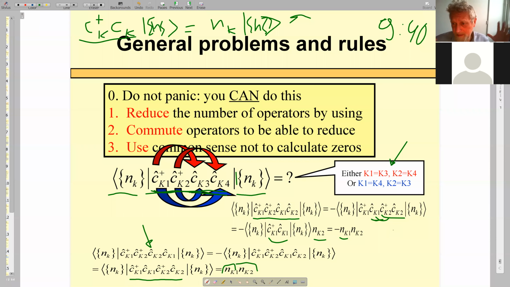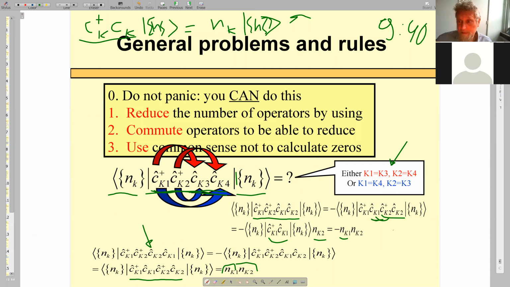Where are we now? Do you remember? We have computed this long expression involving 4 operators. Some of you have already done it in your homework. Let me remind you about homework.